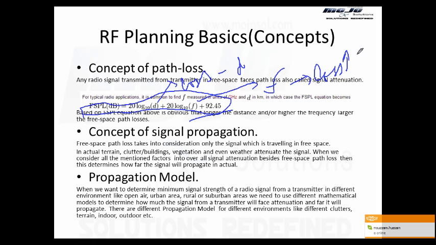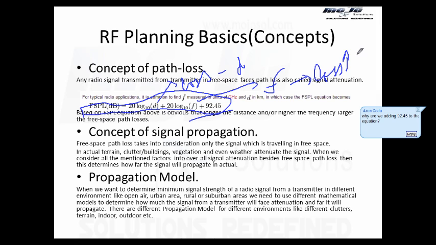To give you an empirical sense of how it works, for example, if your distance is doubled, you will have a 3 dB higher loss. If your distance is halved, you will have a 3 dB better signal. If your frequency is doubled, you will have a 3 dB higher free space path loss.